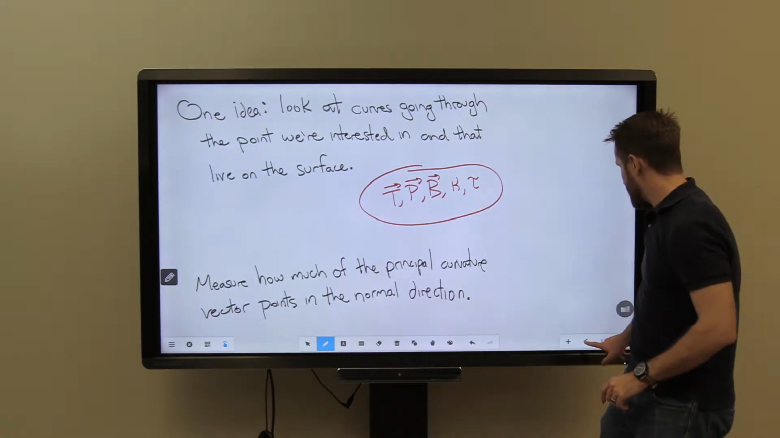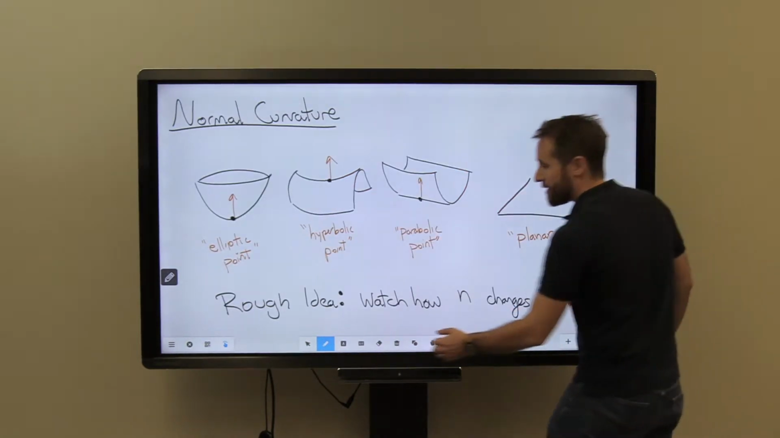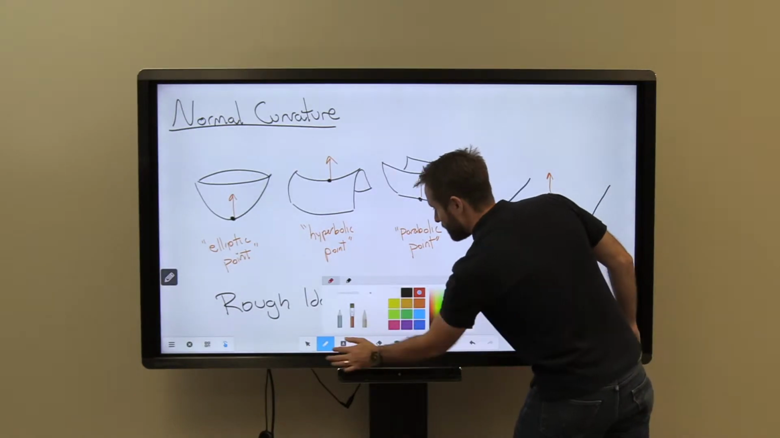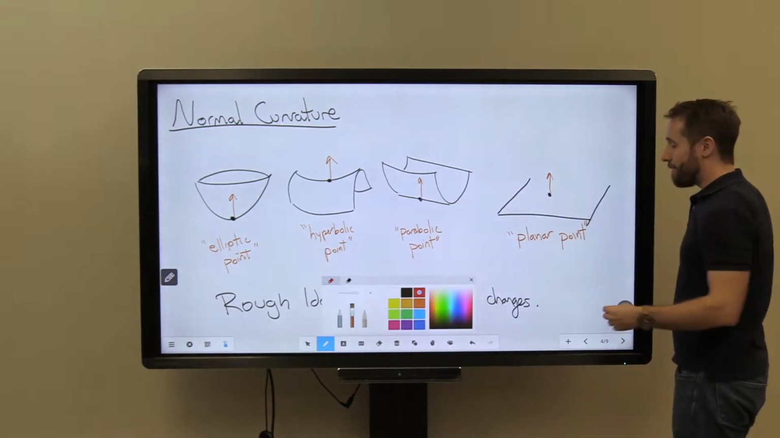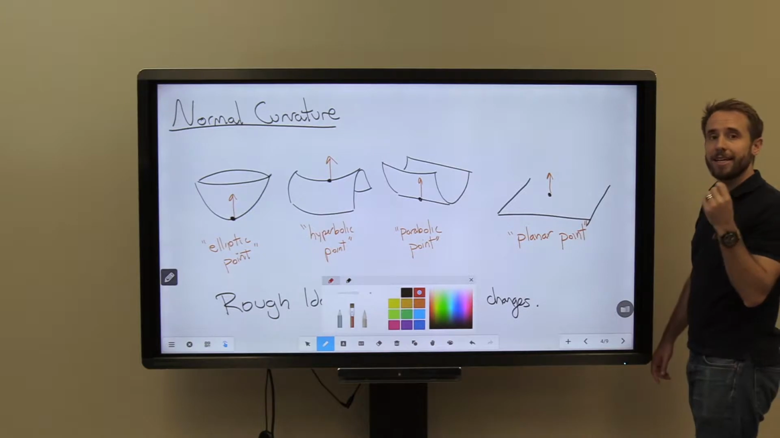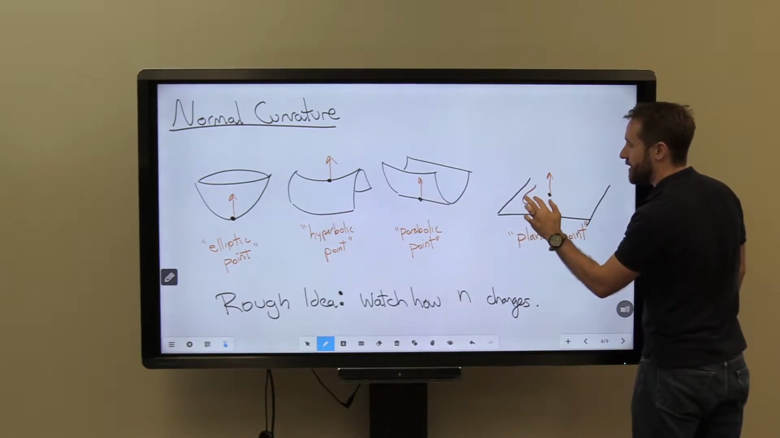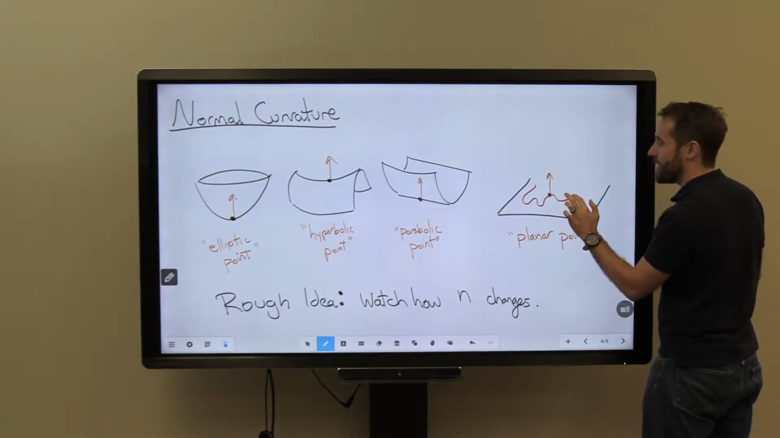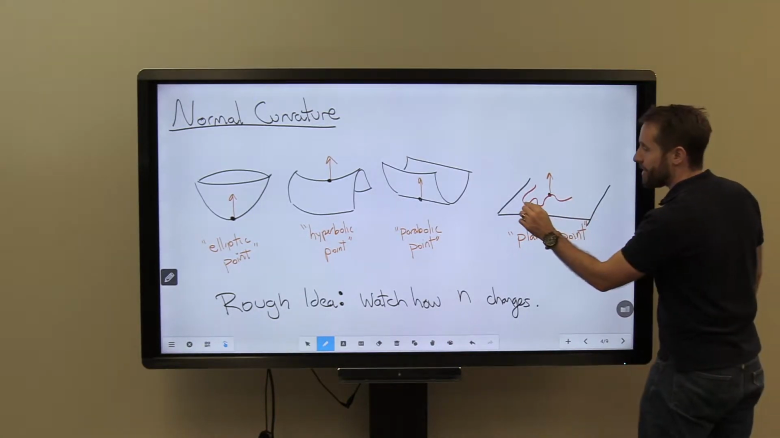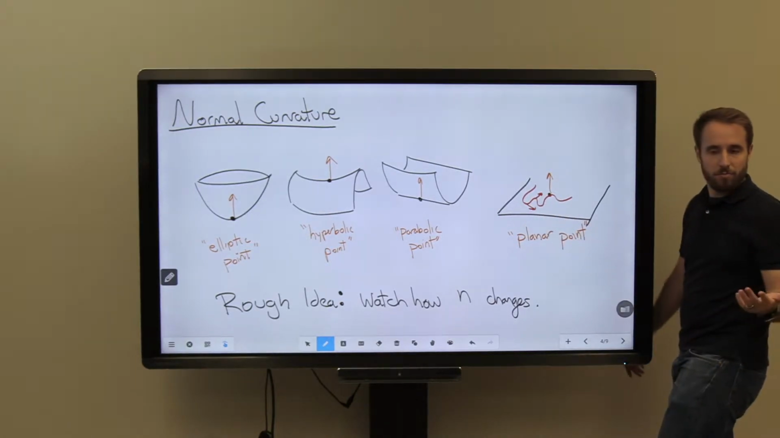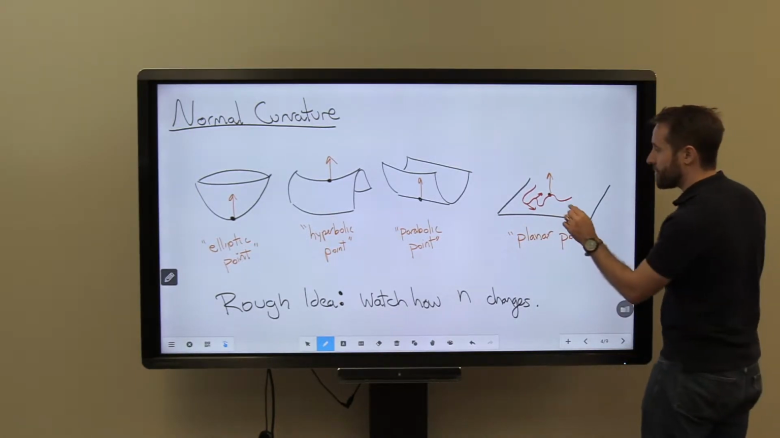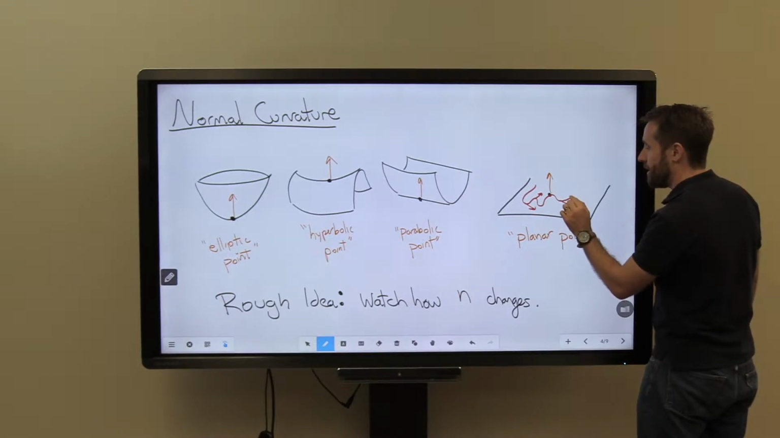Just as a quick non-example, notice in my plane here, right? Here's my plane. If I were to draw a curve that lies entirely within that plane and passes through this point, then this curve has itself unit tangent vectors, unit normal vectors, all of that good stuff.